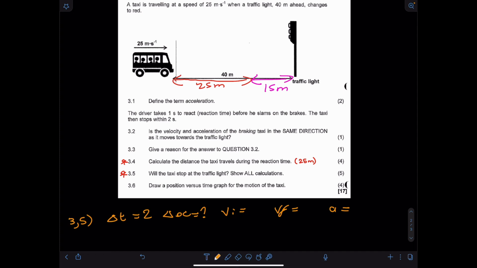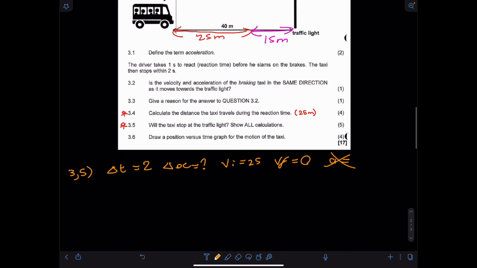Our initial velocity here is going to be 25 meters per second. The initial velocity for this period of the motion is going to be the same as the final velocity at the end of the reaction period, okay? Remember, our final velocity in this case is going to be 0, because that's when the car comes to a stop, right? And then acceleration, we don't know. So once again, we can just cross that out. Actually, we can use the same formula here.